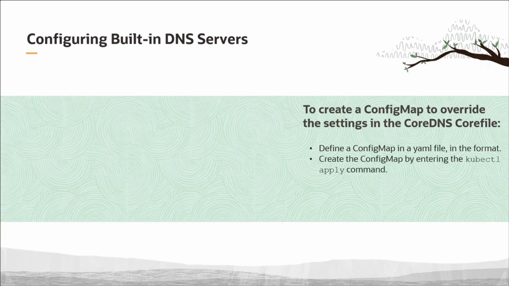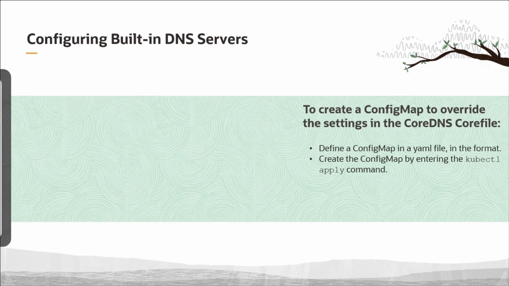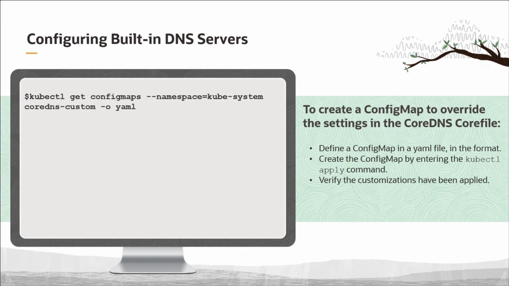After defining your config map, we must apply it to our Kubernetes cluster using the kubectl apply command. Once we apply the config map, we must ensure that the customizations have been successfully applied, and you can do so using the command kubectl get configmaps. Provide the namespace, which is kube-system. Use your config map name, which is coredns-custom, and use the flag -o yaml. Once you run this command, you can verify whether your settings have been applied in the config map.